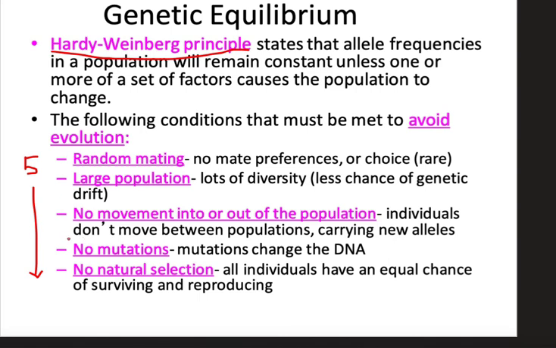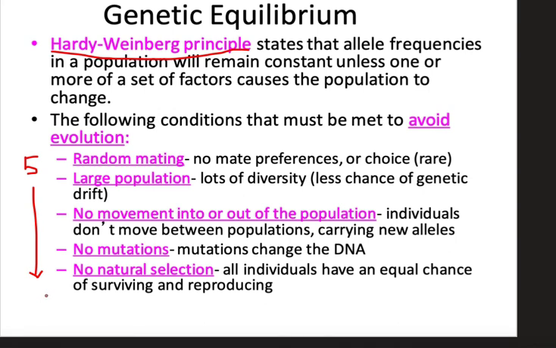Now, we should acknowledge that in nature, in actual environments, no population meets all five of these things. So either mating isn't random, right? Because we have females and males choosing who they're going to mate with. Populations are not always large. Individuals always do migrate. So they get up and move, seeds float through the water, and they grow somewhere else. That's migration. That happens in nature.